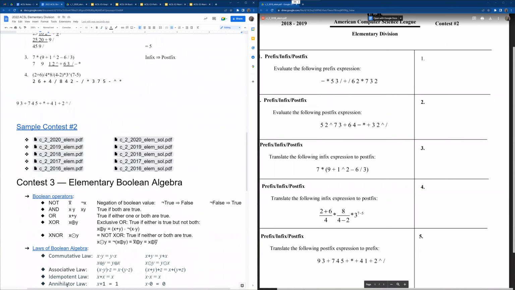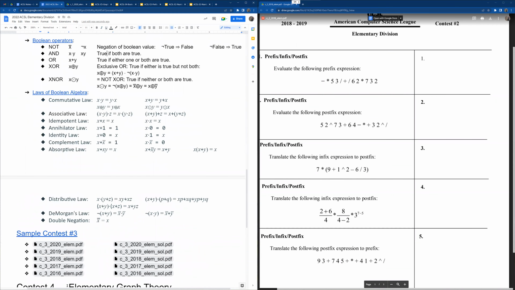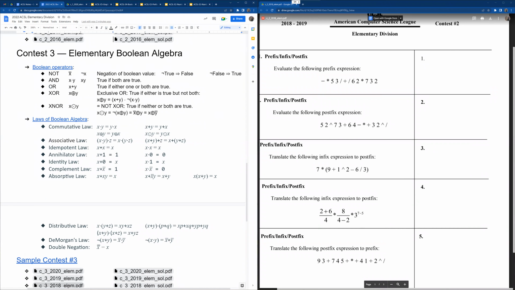And the next part is the Boolean algebra. Boolean algebra is a little bit complex, right? As you guys probably said earlier at the beginning of this class. But really what you have is the set of laws of Boolean algebra, the set of rules, right? Well, to begin with, we have these operators, right? Not, and, or, XOR, XNOR.